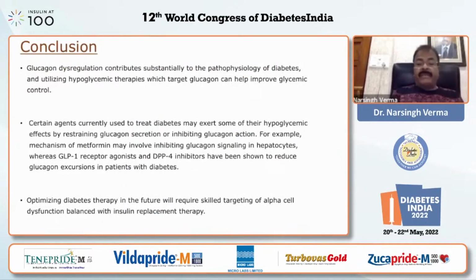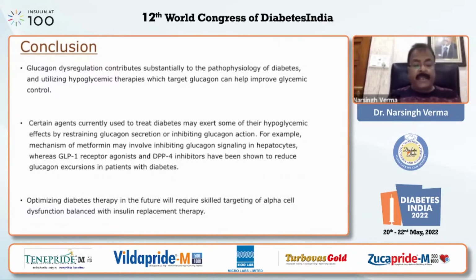So in conclusion, we can say that glucagon dysregulation contributes substantially to the pathophysiology of diabetes, and utilizing hypoglycemic therapies which target glucagon can help improve glycemic control. Certain agents currently used to treat diabetes may exert some of their hypoglycemic effects by restraining glucagon secretion or inhibiting glucagon action. For example, the mechanism of metformin may involve inhibiting glucagon signaling in hepatocytes, whereas GLP-1 receptor agonists and DPP-4 inhibitors have been shown to reduce glucagon excursions in patients with diabetes.